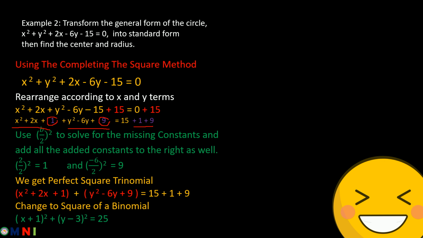How did we get that? So the square root of x squared is x, and the square root of 1 here is 1. And then copy the middle term, the sign. So that's why it's x plus 1 squared. You will try it. You will get this one.